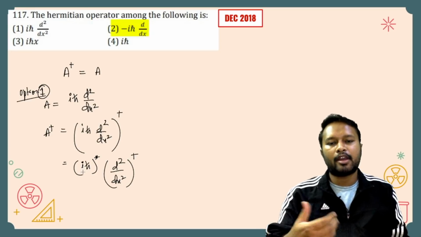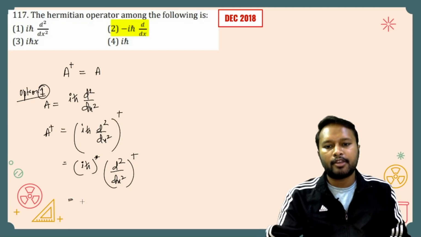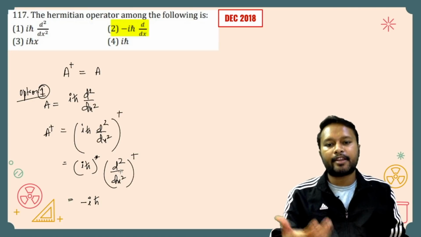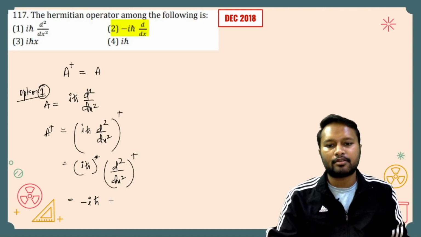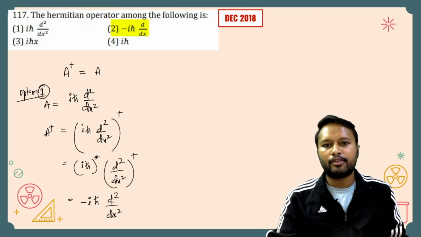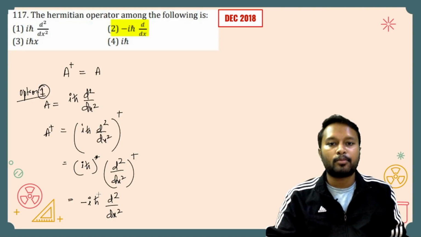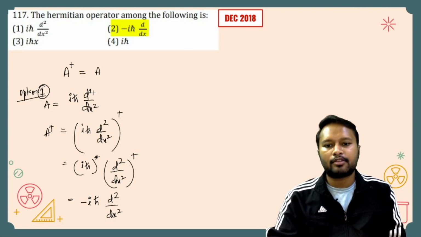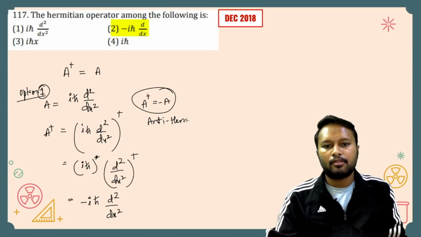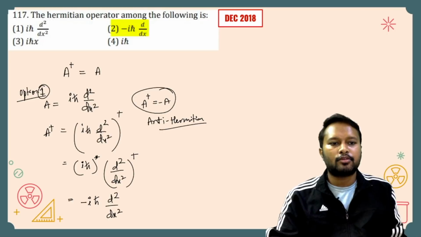Now you know that if you have iota and take its complex conjugate, you get the negative of that, so you get minus i h cross, and the dagger of d2 by dx square is d2 by dx square itself. So did you get the same operator back? No, you didn't. The operator was i h cross d2 by dx square, and you got minus i h cross d2 by dx square. So for option 1, A dagger is equal to minus A. That means this is anti-Hermitian, so option 1 is not correct.